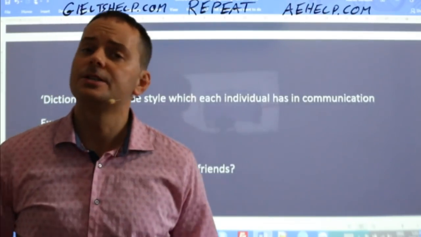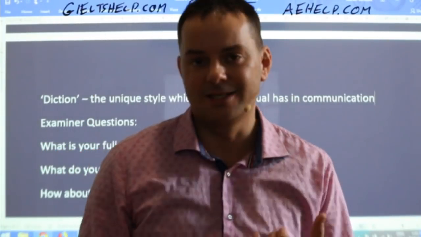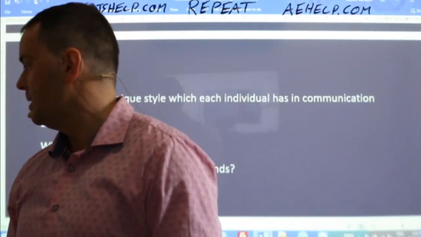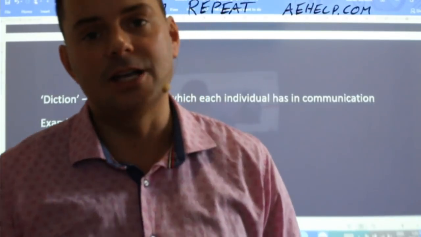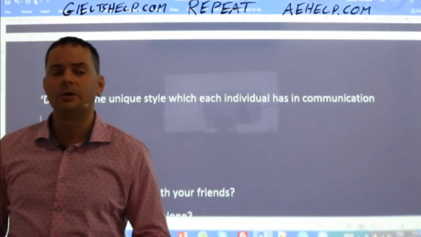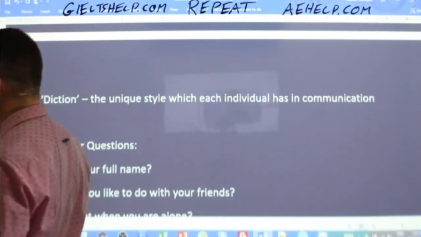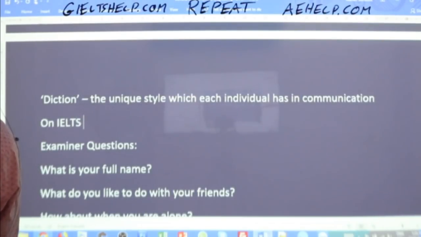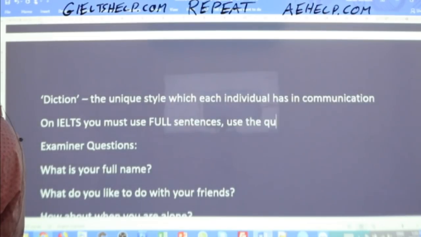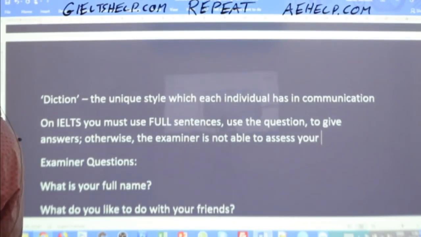Different people speak differently. Some people are long-winded. They love going into explanations, painting pictures. As you can probably guess, I'm more or less one of those people. I like to talk. Other people like to keep it short and simple. So they'll say, yes, no, I don't like that. But on the IELTS, it doesn't matter. In the IELTS, you have to forget about your unique style and just focus on clear and complete communication, okay? So you must speak on IELTS, especially if you have short diction, okay? On IELTS, you must use full sentences, use the question to give answers. Otherwise, the examiner is not able to assess your English knowledge.